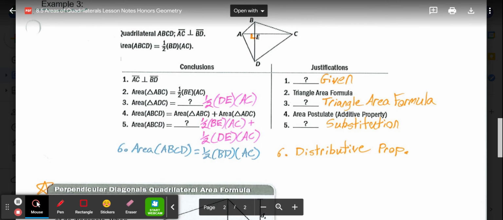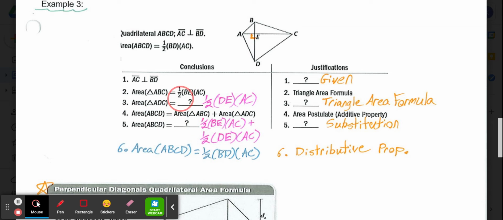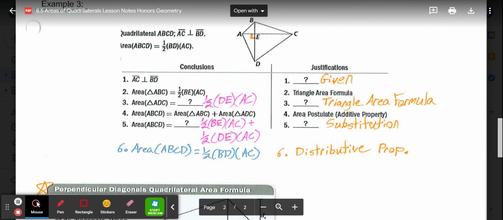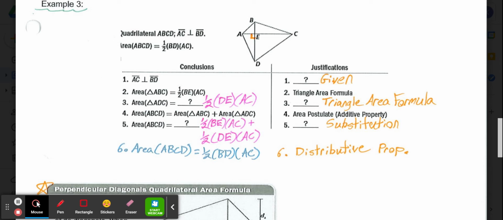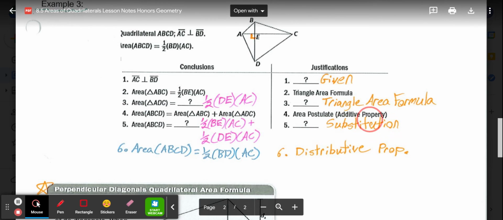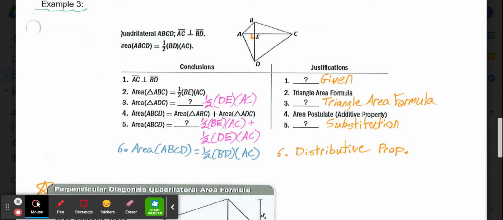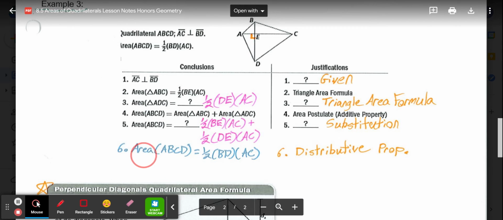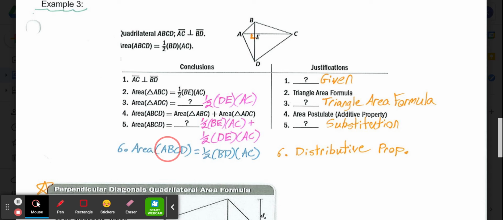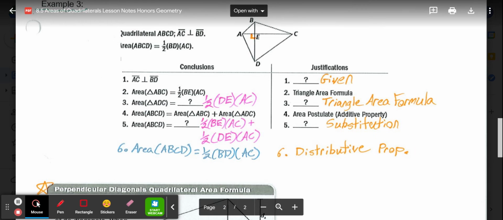Then we get into step 5, which is simply taking the equations from steps 2 and 3 and substituting them in for the words in step 4. So the area of ABCD is equal to 1/2 BE times AC plus 1/2 DE times AC, and that was just substitution. Then if we use the distributive property, we end up with the area of the whole quadrilateral ABCD being 1/2 the distance BD times AC, and that was from the distributive property.